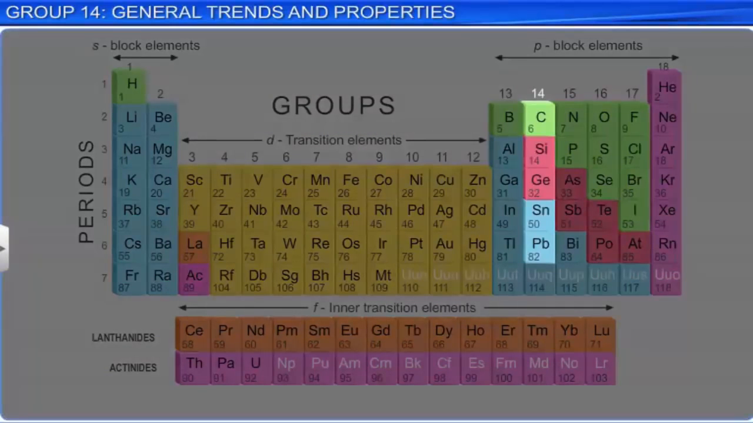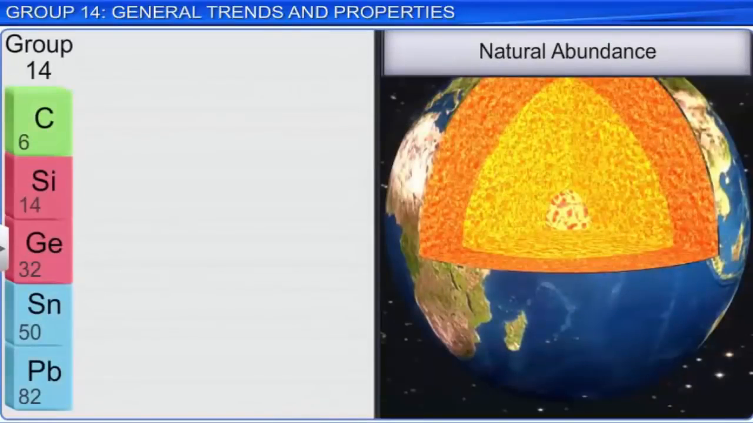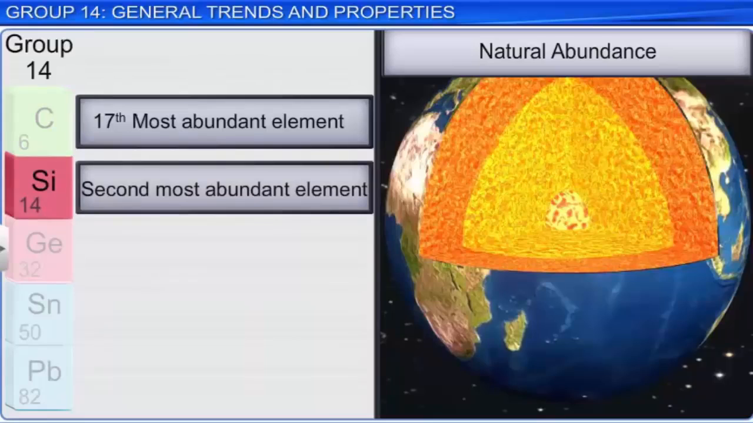Group 14 elements, sometimes called the carbon family, are carbon, silicon, germanium, tin, and lead. In the Earth's crust, carbon is the 17th most abundant element. Silicon, the second most abundant element in the Earth's crust, contributes 27.7% of the crust's mass.